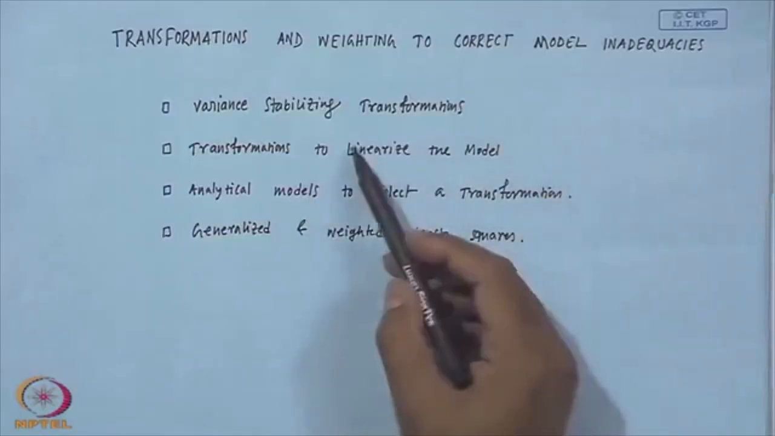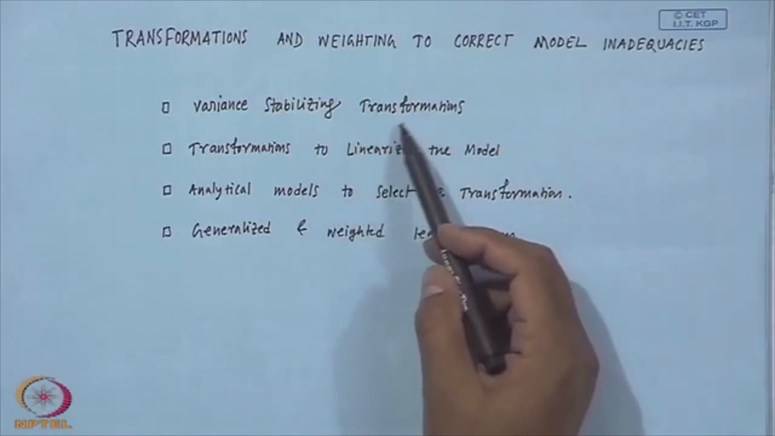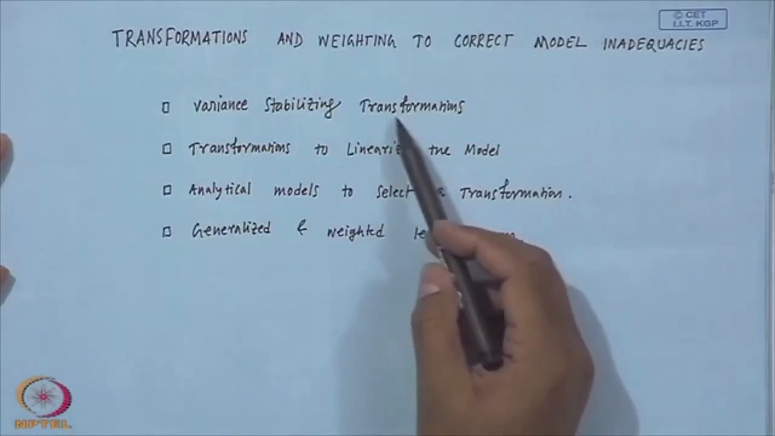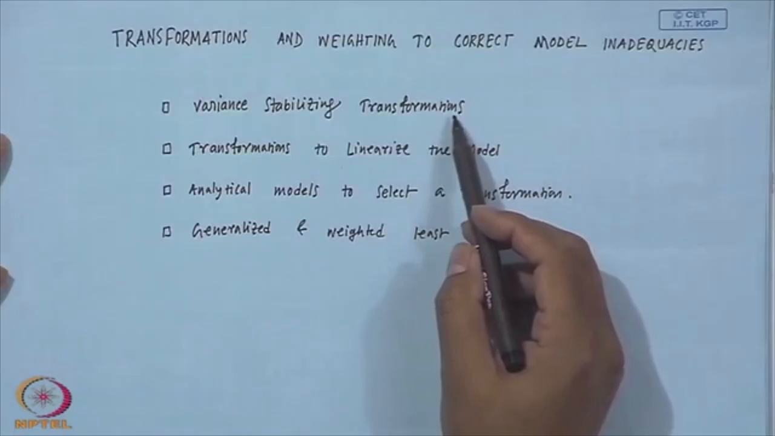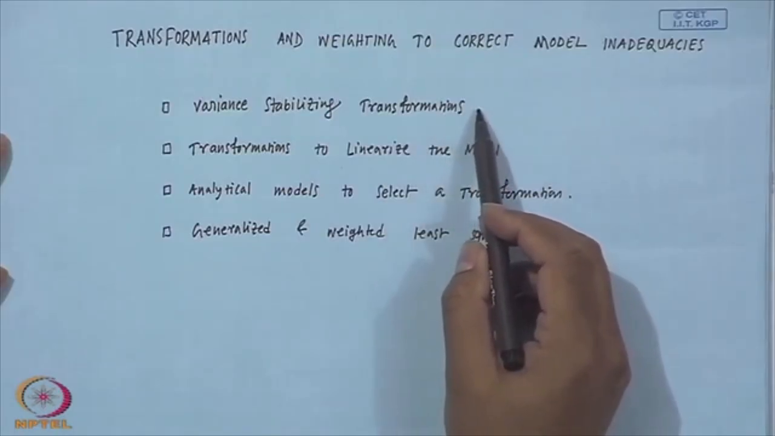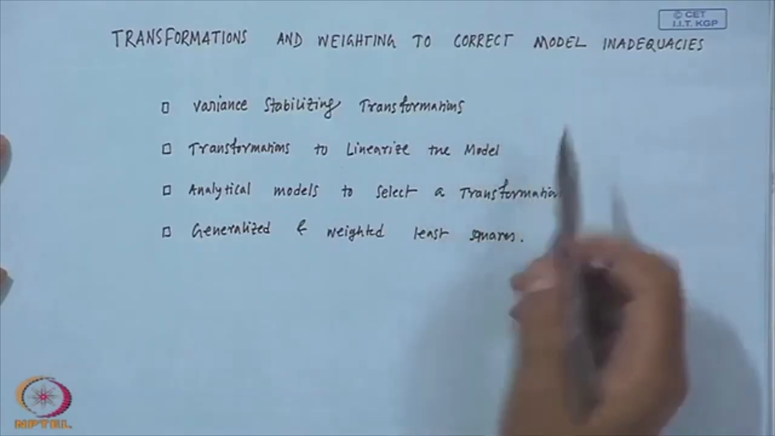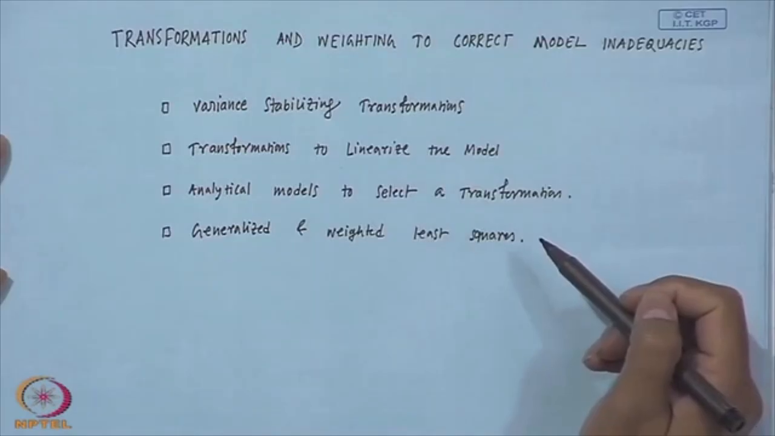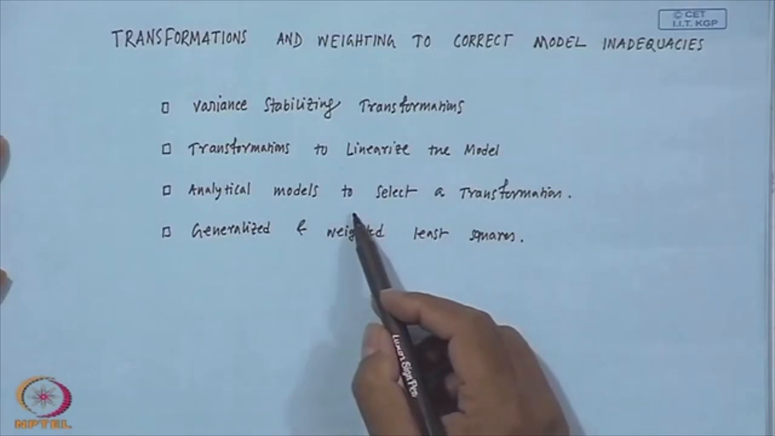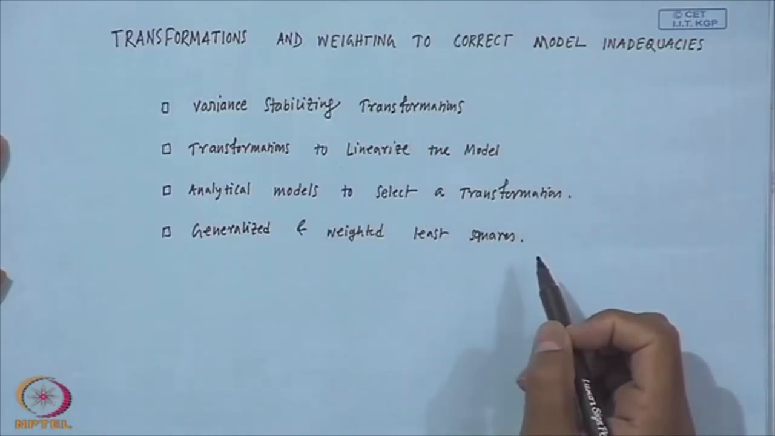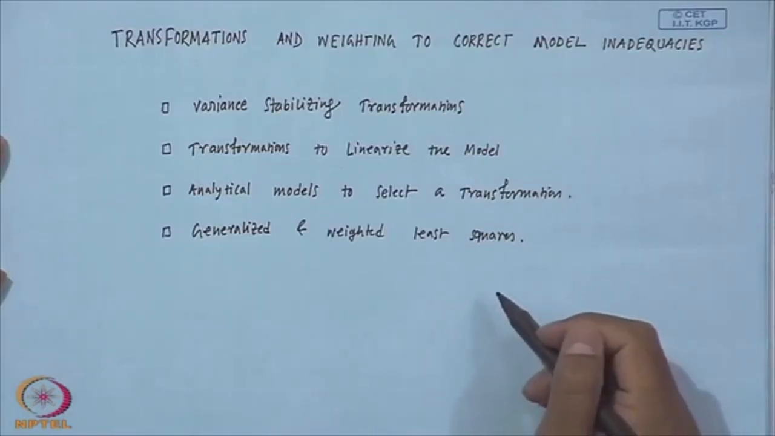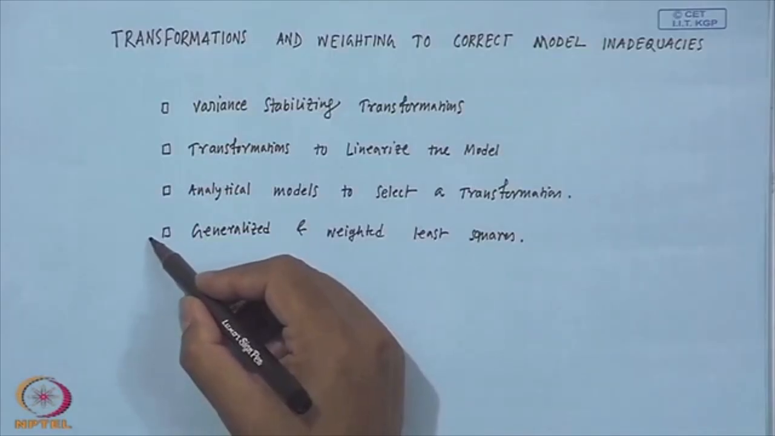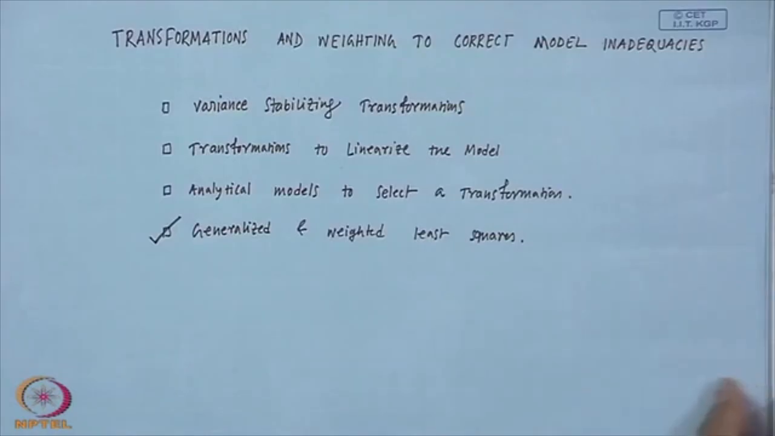We talked about two techniques in the previous class, and here is the content of this topic. First, the variance stabilizing transformation, where we take some transformation on the response variable to correct the non-constant variance assumption. We also talked about transformations to linearize the model, and we are left with analytical methods to select a transformation, and generalized and weighted least square. Today we will be talking about the generalized and weighted least square technique.